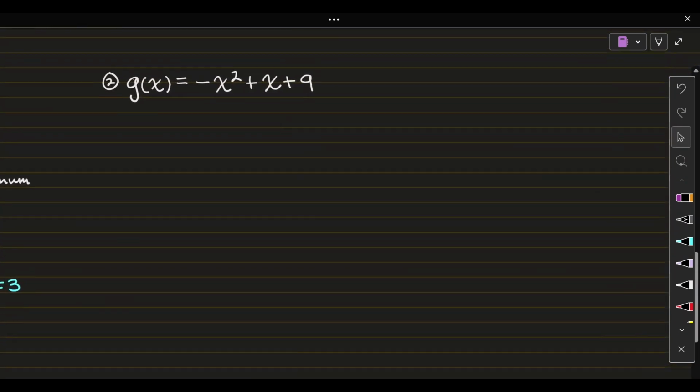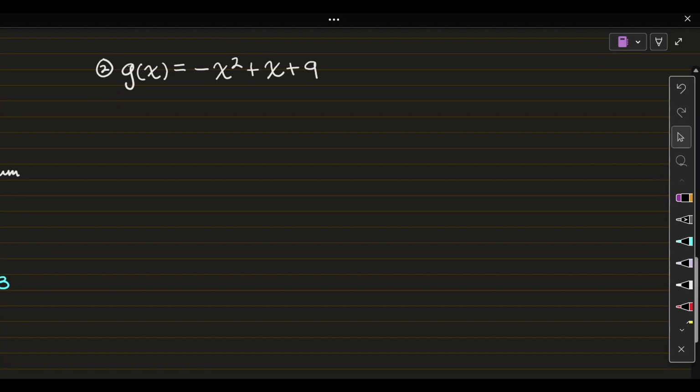g of x is equal to negative x squared plus x plus 9. Okay, so the first thing we want to do is get it into vertex form. Recall our vertex form is going to look like g of x equals a times (x minus h) squared plus k. And we do that by completing the square.